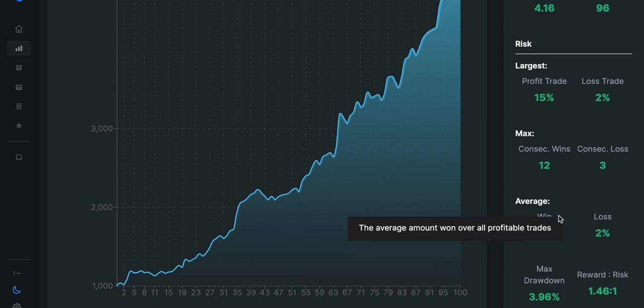The average win was 2.92%. This number will fluctuate depending on the market conditions. So overall, I'll give the strategy a score of 9 out of 10.